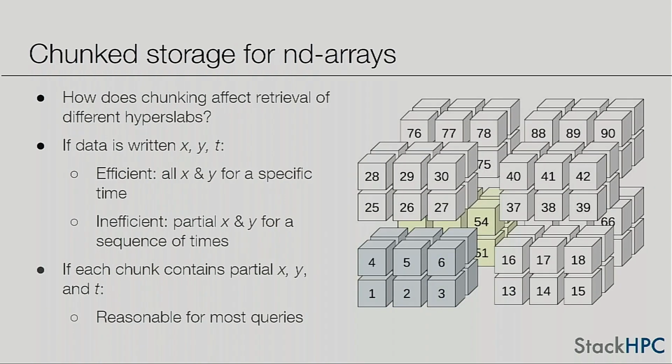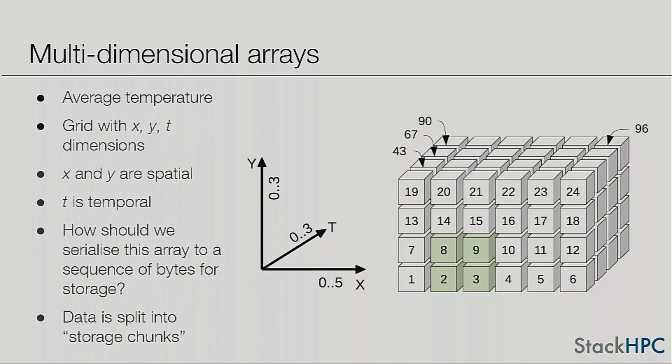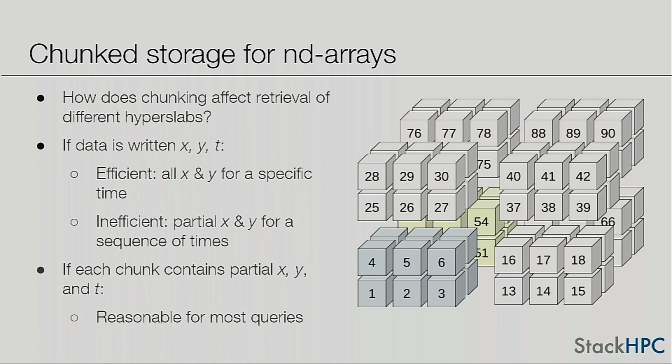But how does the chunking algorithm affect the retrieval performance of different types of hyperslabs? So a hyperslab is a subset in each direction of this matrix. So the subset in blue, for example, is one hyperslab. If we use the pattern that we had here, so x, y, then t, then it is efficient if you want to read all of x and y for a given time. But it's very inefficient if you want to read a subset of x and y for a sequence of times.